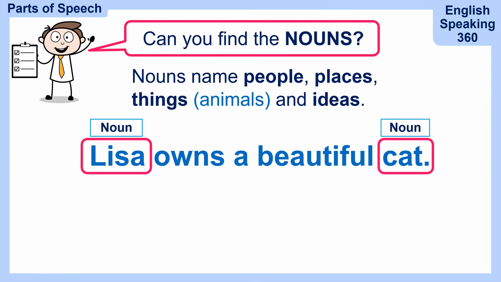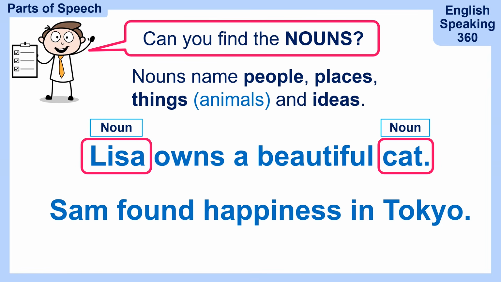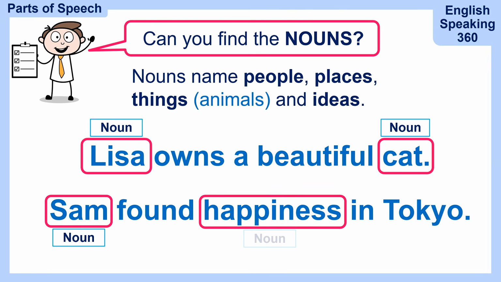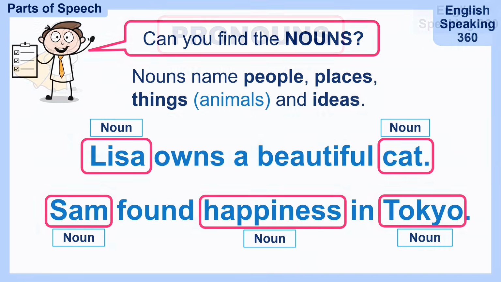No capital letter here. Sam found happiness in Tokyo. Sam is a person's name. It's a noun, but it's a proper noun. Happiness is also a noun, but it's just a common noun. And finally, Tokyo is the name of a city. It is a proper noun, so you need a capital letter.